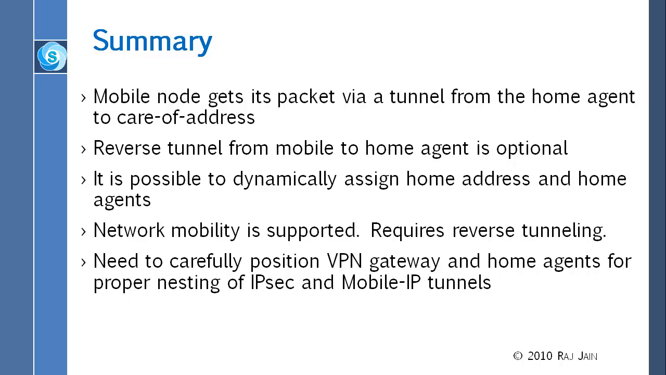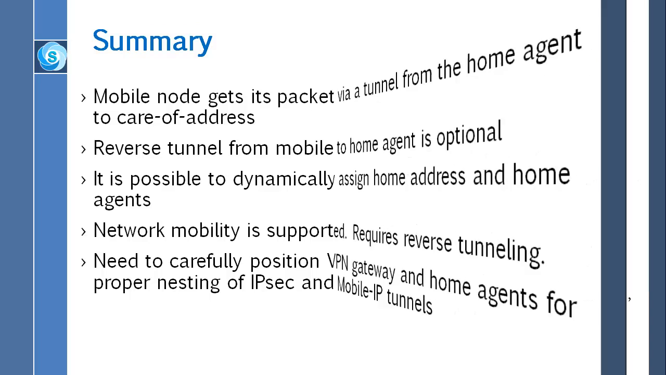It is possible to dynamically assign the home address and home agents. So that was the Cisco solution we talked about. And then the network can move. So network mobility is supported, which requires reverse tunneling. And then the VPN solution is still something we need to think about more, for proper nesting of the IPsec tunnel and the mobile IP tunnel, because there is a mobile IP tunnel and there is an IPsec tunnel, and so we have to see which goes inside and which goes outside.